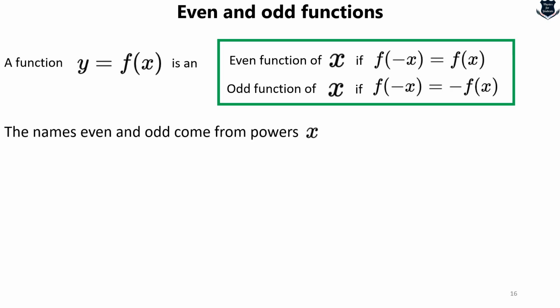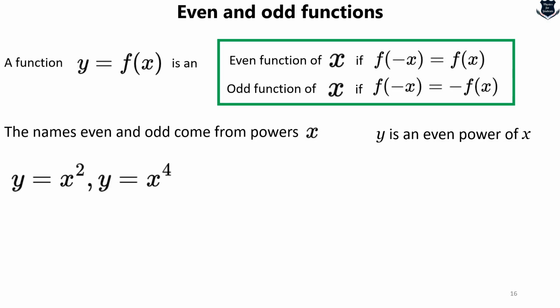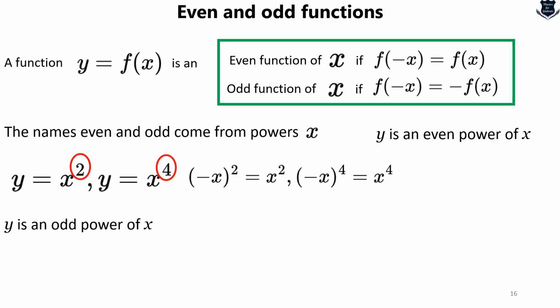Let me give you certain examples. If y is an even power of x, as in y equals x squared or y equals x4, then it is an even function because minus x squared gives x squared, and minus x4 gives positive x4. Here you can see I have circled these. That means these are even powers.